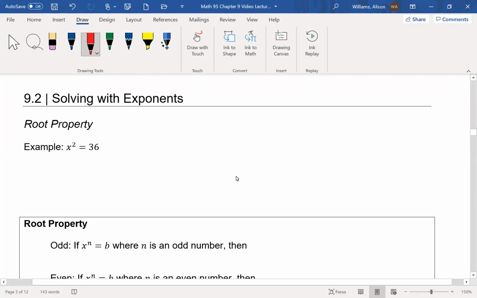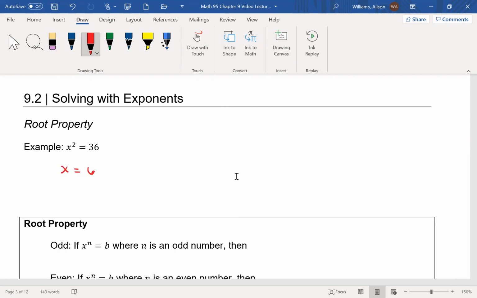In this video, we're going to solve equations with exponents. Let me give you an example of what we'll be working through. So this first example here, x squared equals 36. I could probably figure out what x is, right? If I think about it, what squared gives me 36? Well, x equaling 6 would work, right?